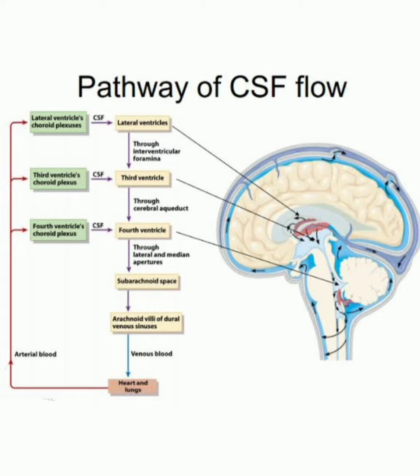From the subarachnoid space to the arachnoid villi of the dural venous sinuses, where absorption occurs. Then venous blood, heart and lungs, then arterial blood. This is all about the pathway of CSF flow.